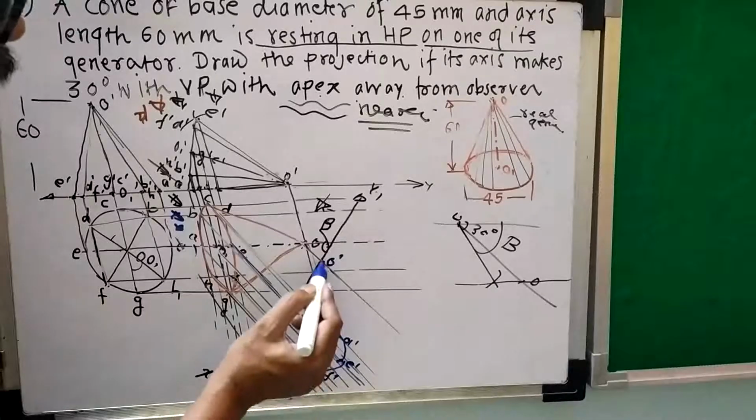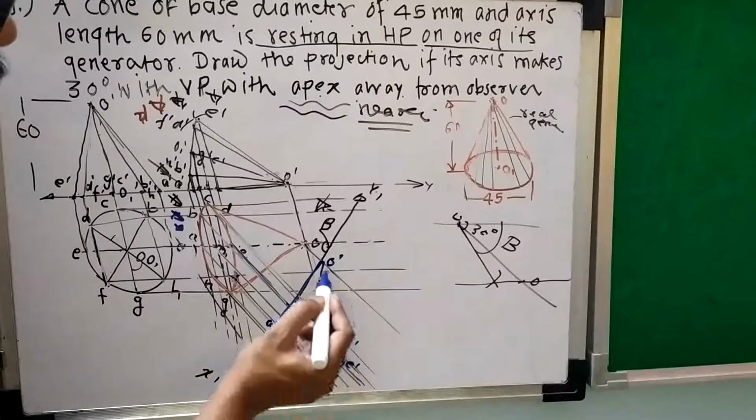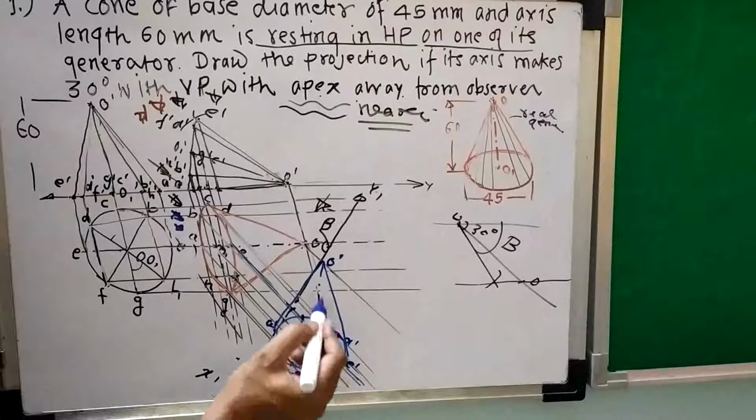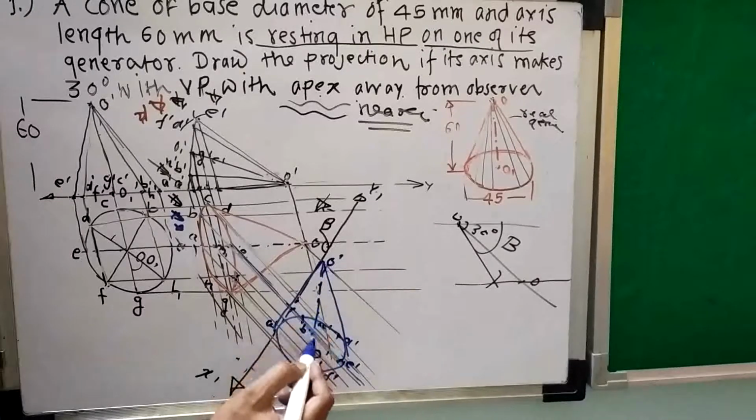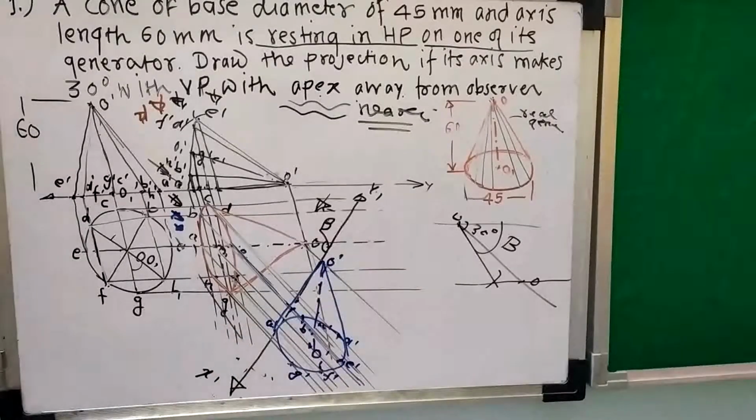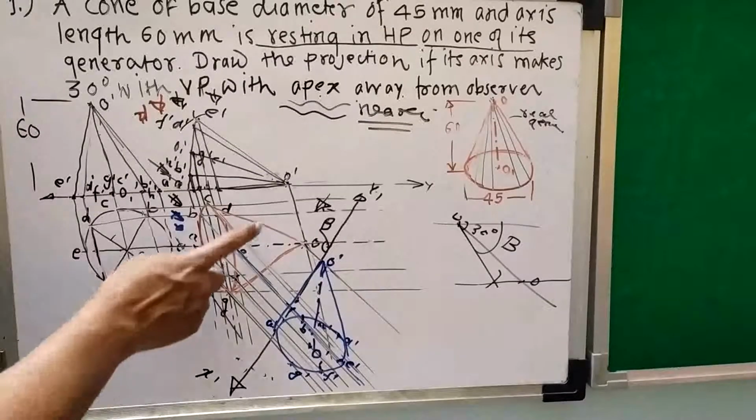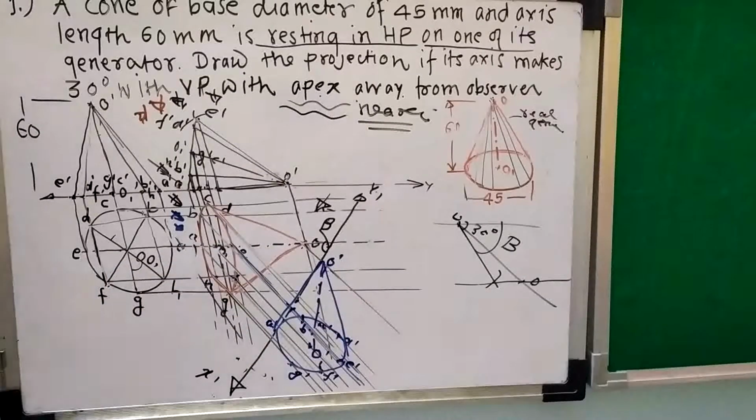And then this is a tangential line, and a second tangential line from this, and this will be the axis. So in this way you can observe this cone. This will be your final projection. This is the top view and this is the front view. So in this way you can complete this problem.